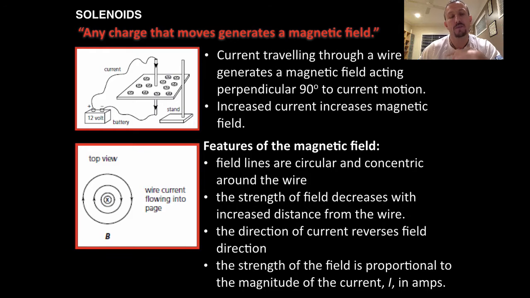Now the first thing that we need to understand is that the magnetic field is going to be perpendicular to the motion of that current, i.e. it's going to be at 90 degrees. So if the current is flowing in this direction here, then the result is that we're going to get the magnetic field formed at 90 degrees to that motion.